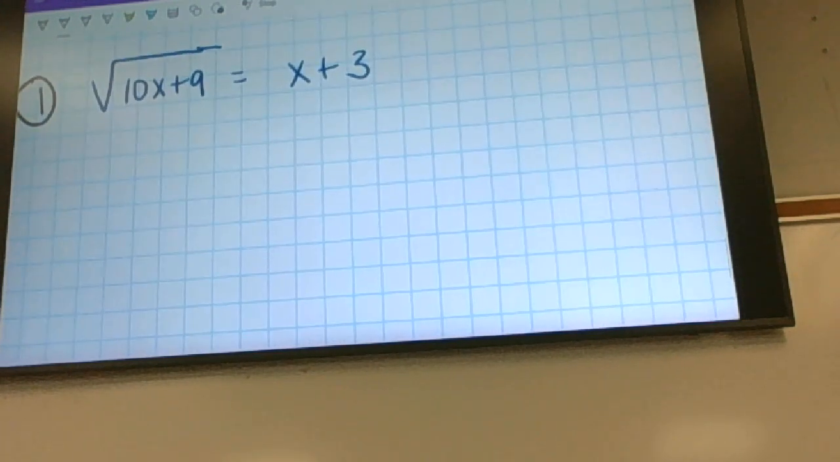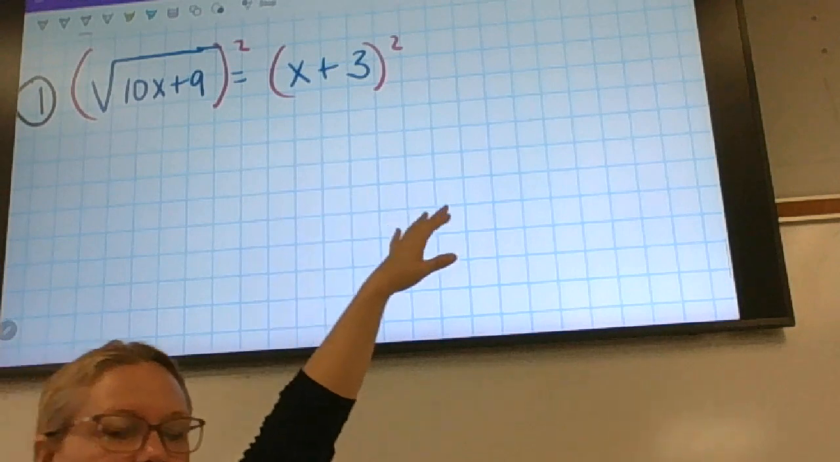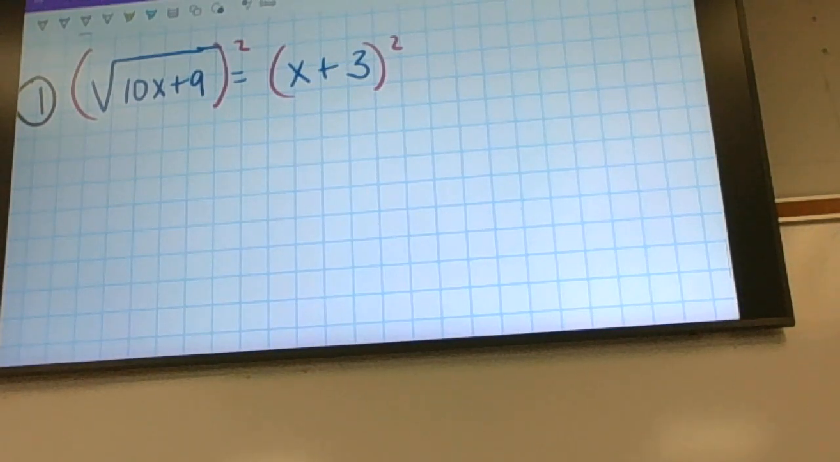Okay, here we go. Boom, square it, boom, square it. So if this was a little 3 in the index, I would have done a power of 3. The opposite of a square root is an exponent of 2, so I square both sides. And that's terrific. Cancels that out, and it frees up 10x plus 9.